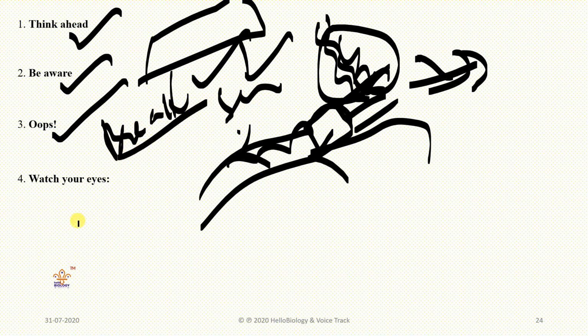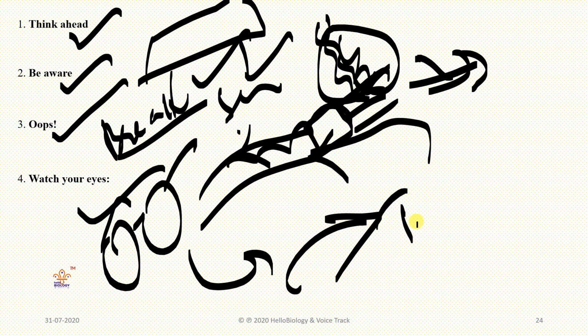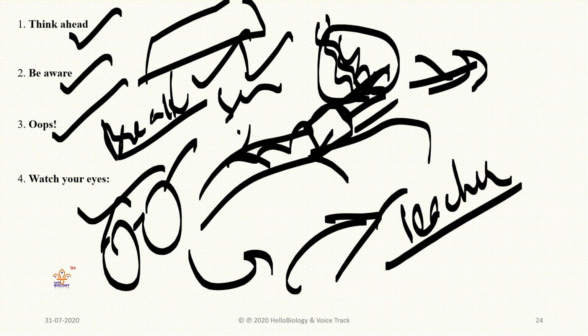Always while doing experiments, we need to use goggles or spectacles, or we must stay a little away from our experiment. Why? Because if anything falls in your eyes, it will be very dangerous. Otherwise, you need to tell your concerned teacher immediately if anything happens in the laboratory.